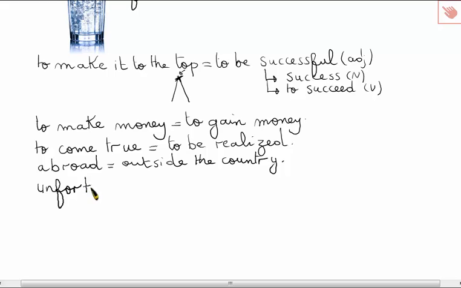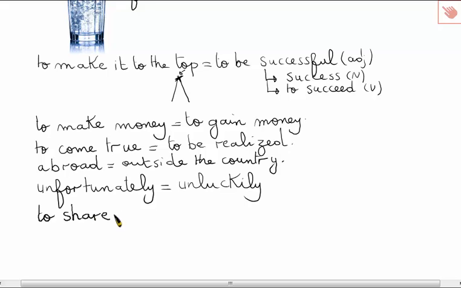The adverb unfortunately, which means for your bad luck, so unluckily if you like, when something bad happened. So you say unfortunately, a bad luck happens. The verb to share, and if you share something, you do it or you have it together. Have something together.